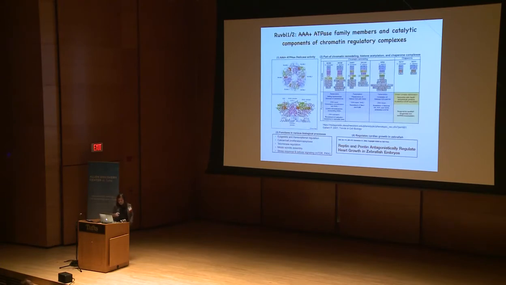Why is this important? Well, this is the first time that RUVBL1/2 have been implicated in maturation of a particular tissue. There are now links to perhaps liver regeneration, but these genes code for triple A plus ATPases, and they are catalytic components of chromatin regulatory complexes. About 12 or 14 years ago, the genes that are homologs in zebrafish had been implicated in heart growth, but really not much more had been done with these genes.